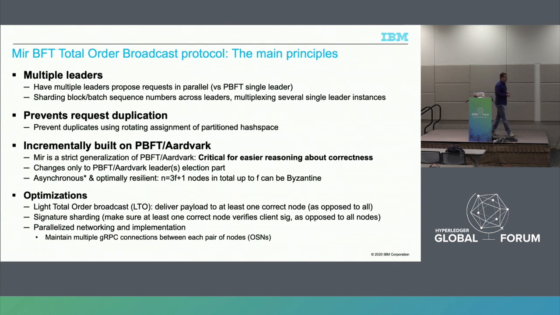And we have several optimizations to boost the throughput even further. One is called light total order broadcast, which I'm going to spend some time on, which does the dissemination of hashes by the leader properly. And you will see what I mean by properly. Also signature verification sharding, and I will mention something about our highly parallelized networking and implementation. And there are some tricks we are using there to boost the throughput when the number of nodes is small.